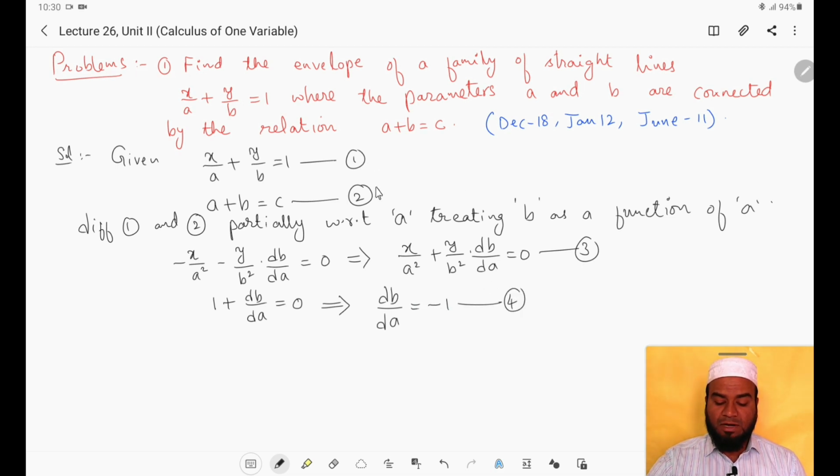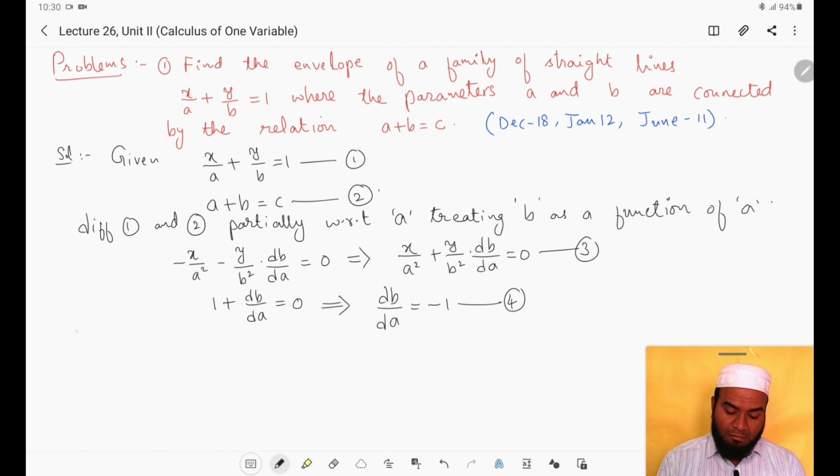Now from equations 1, 2, 3 and 4 we have to eliminate the arbitrary constants, the parameters a and b, and also db by da. When we eliminate the parameters a and b, and also db by da, then whatever result we get will give us the required envelope. So how are we going to eliminate? See the procedure. We got db by da to be minus 1. Let us substitute this db by da here in this equation.